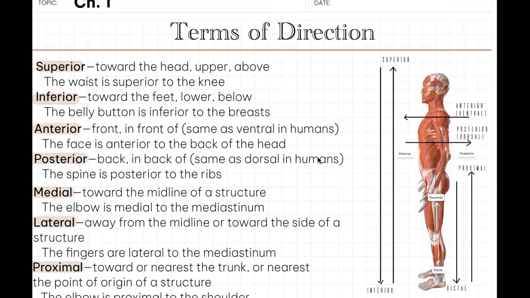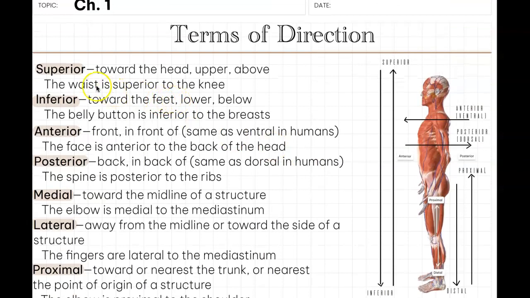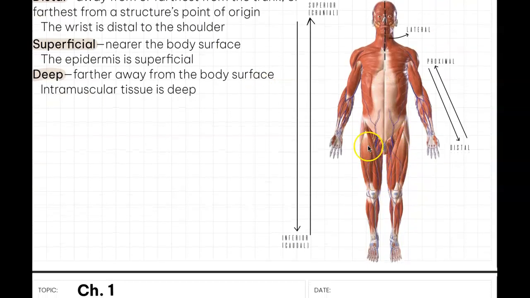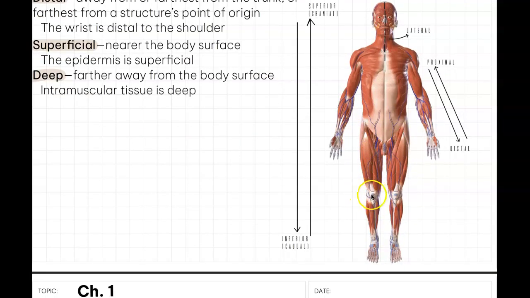Okay, so these directional terms: you have superior, which is toward the head, upper, or above. The example I've given here is that the waist is going to be superior to the knee. If you look down here at your model, the waist is superior to the knee. It is above the knee or more towards the head than the knee.